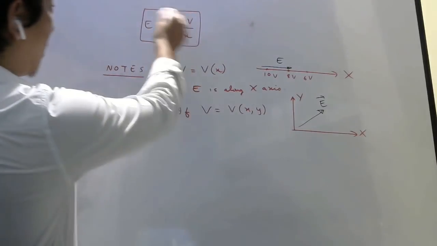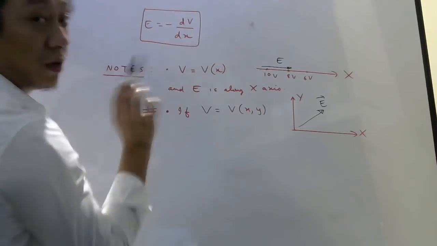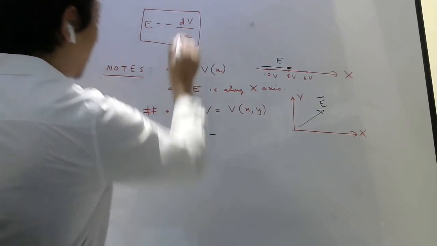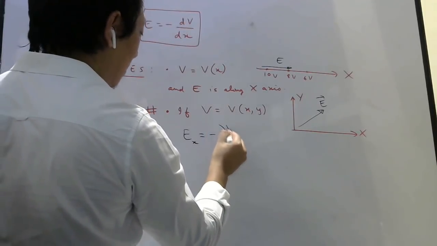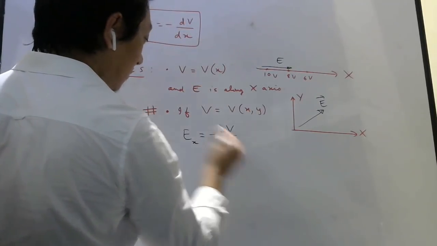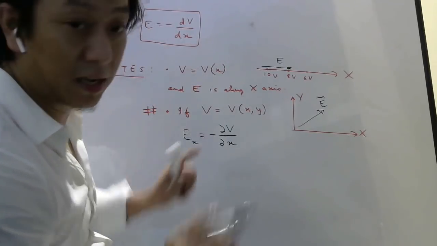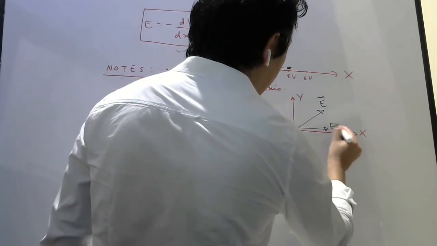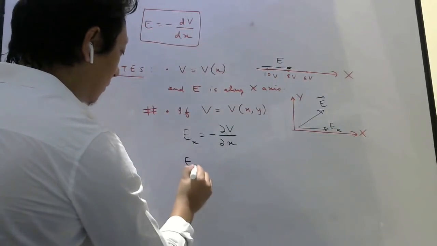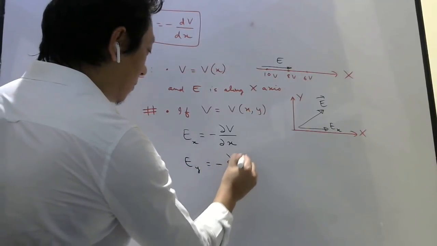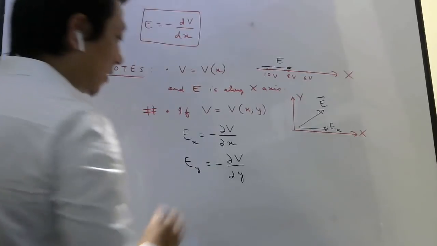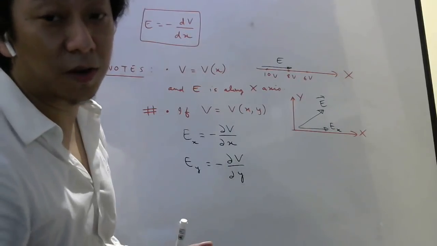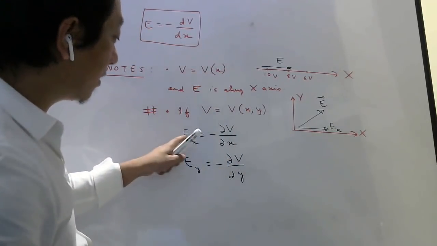So how to write the electric field in that case? We write this formula this way. Ex will be minus del V by del x. I will explain the meaning of this del a little bit later, okay? So this Ex will be the component of E along x. Similarly, Ey will be minus del V by del y. And if there is z also, then you can put Ez also if you want.